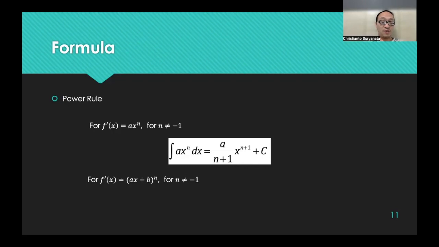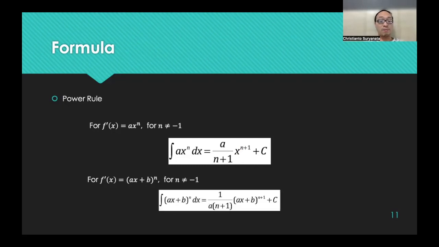If we have this form, where n is not -1, we will have to do the same pattern. So we add the power by 1 first, and then we divide by the new power, and also divide by the derivative of the inner function. This is the opposite way of the derivative.